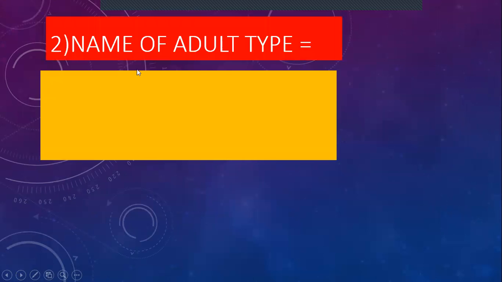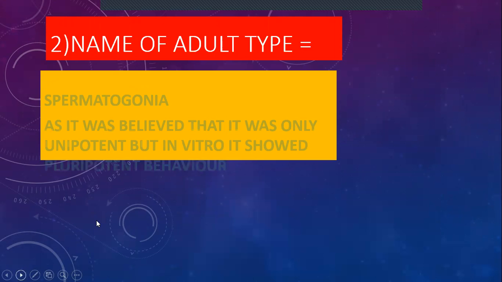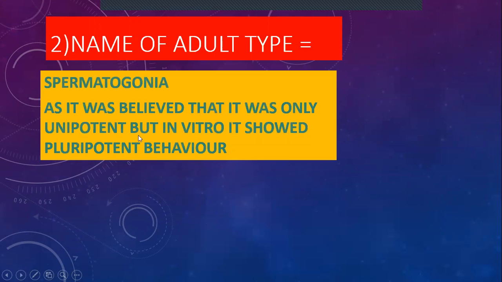Question number two. The name of adult type. Look, also it is a controversial question, but the answer that we will need from you in the exam is the spermatogonia, as it was believed that it was only unipotent, but in vitro, it showed pluripotent behavior.